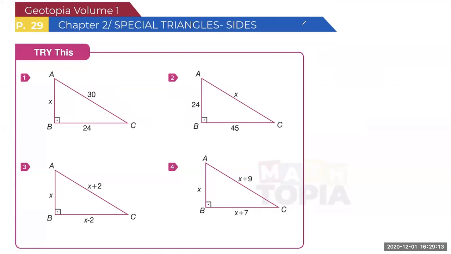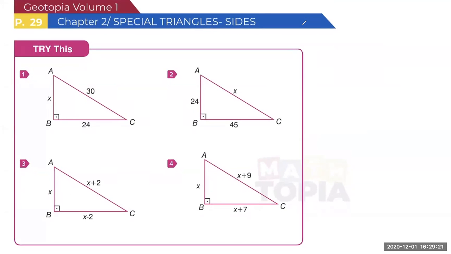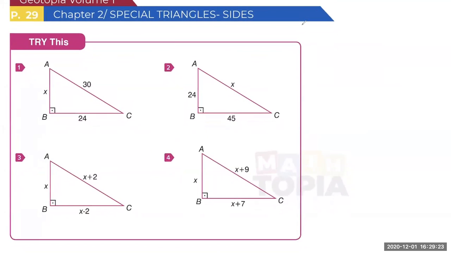This is a problem from page 29. So let's see, do we see any special triangles? We know 3, 4, 5. Yes, in fact, we do see a 3, 4, 5 triangle in example 1: 3K, 4K, and 5K. Can you explain how you see that this is part of 3K, 4K, and 5K?